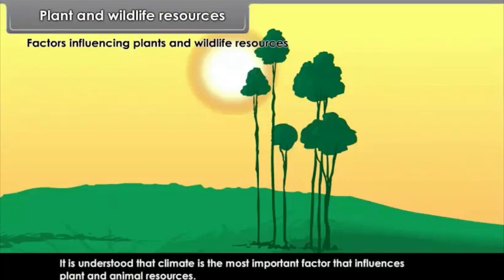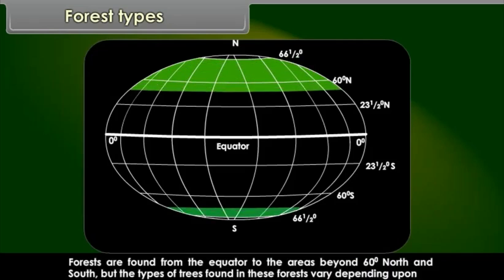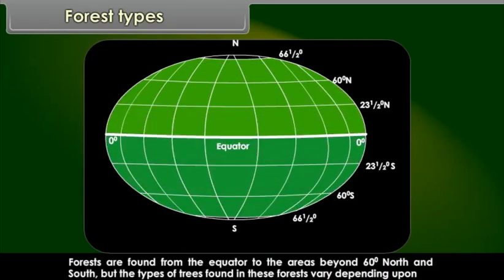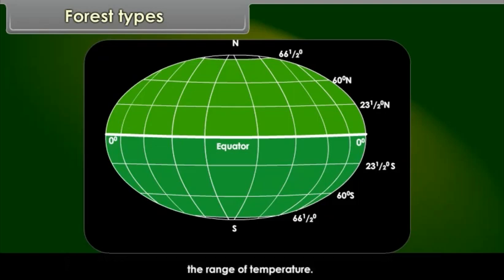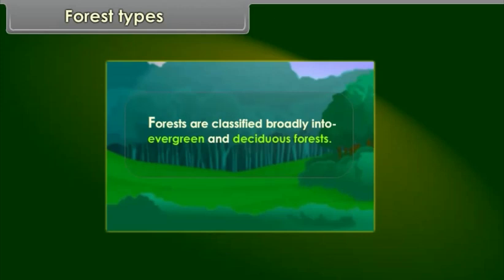It is understood that climate is the most important factor that influences plant and animal resources. Forest types. Forests make the bulk of our natural vegetation. Forests are found from the equator to the areas beyond 60 degrees north and south. But the types of trees found in these forests vary depending upon the range of temperature. Forests are classified broadly into evergreen and deciduous forests.